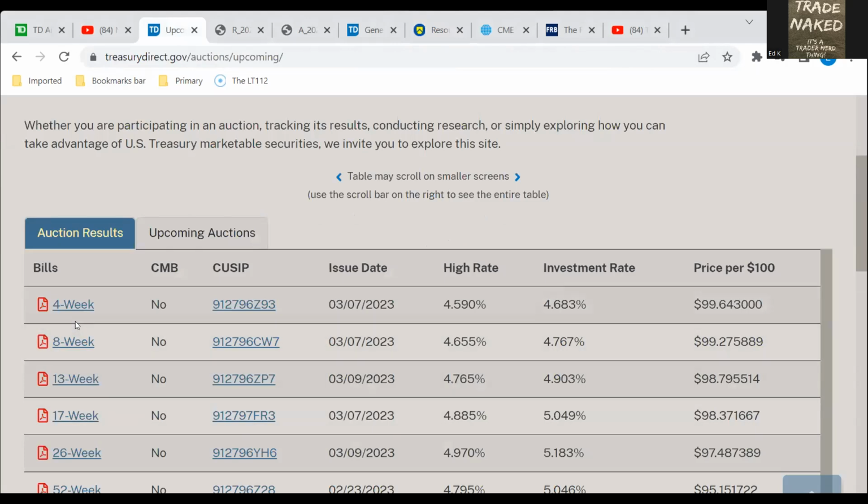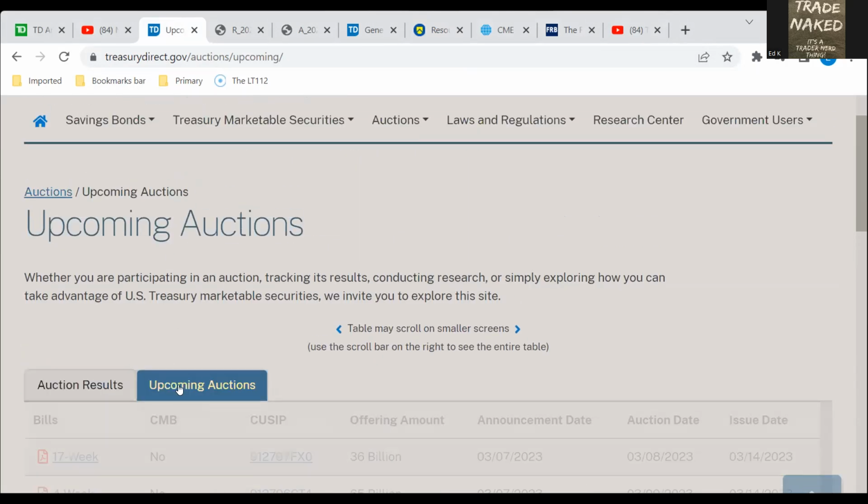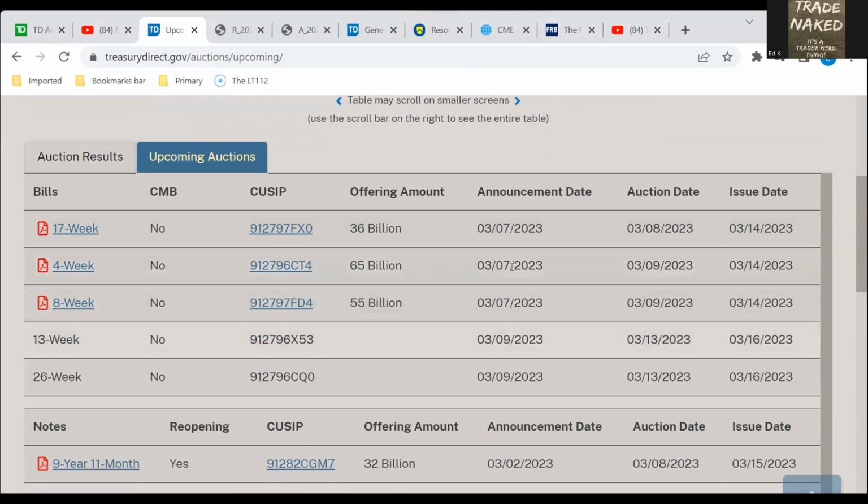We'll go back to the screen. We'll look at the 4-week. You can put your order in today or tomorrow. Here's the announcement date, so the auction opens on the announcement date. The 7th and the 8th is the order date. The 9th is the auction date. And the settlement is the 14th.